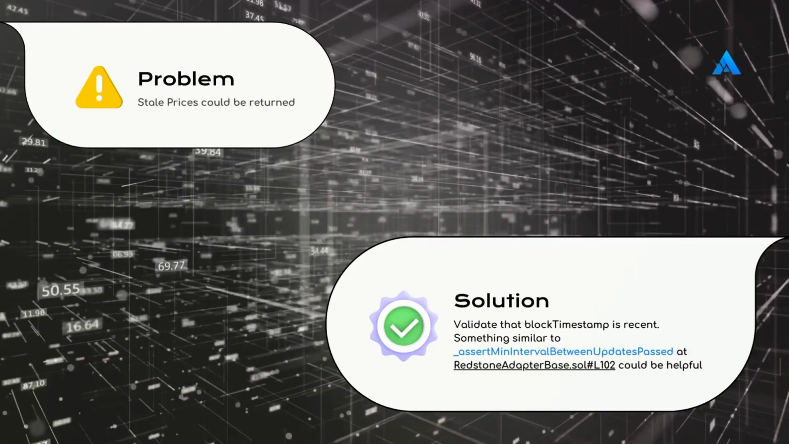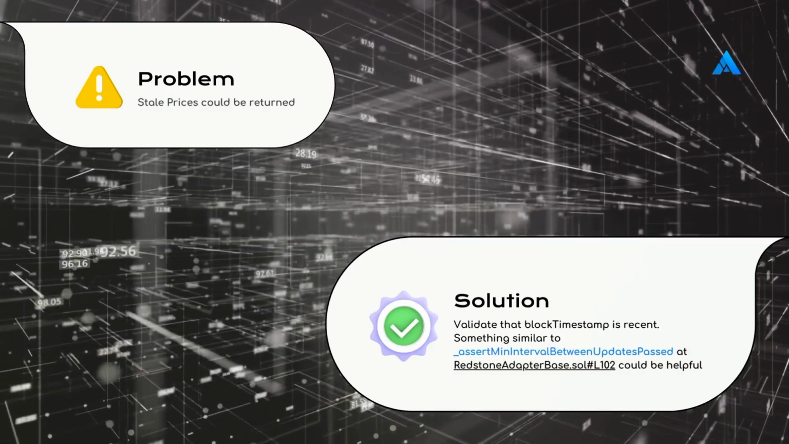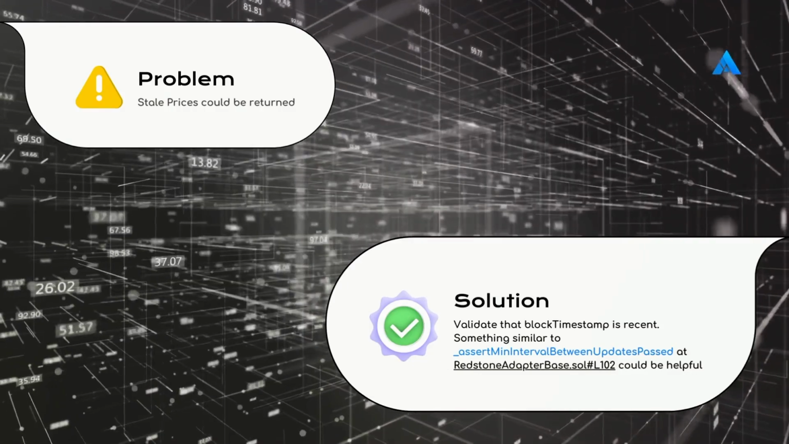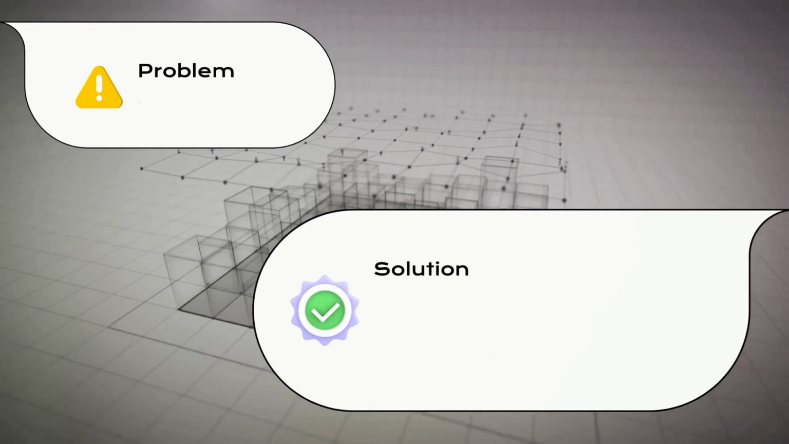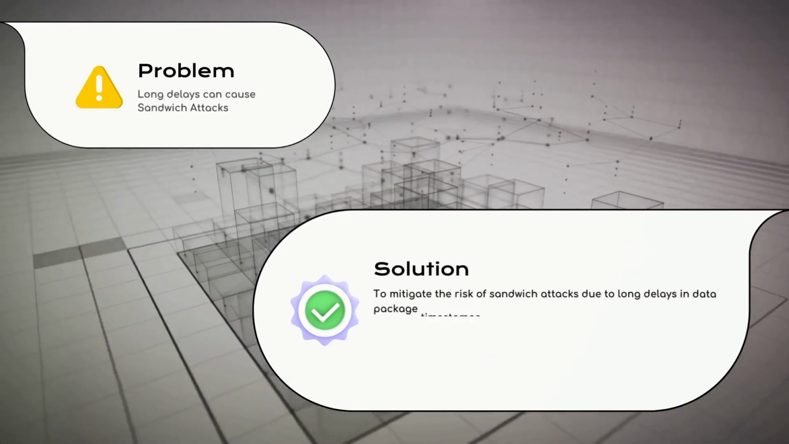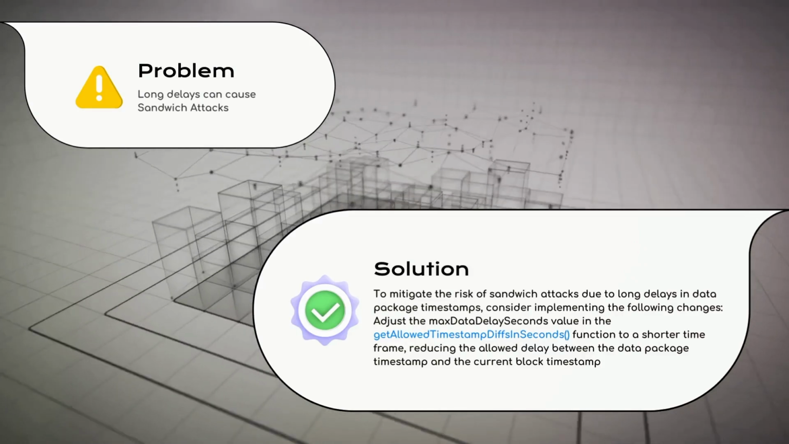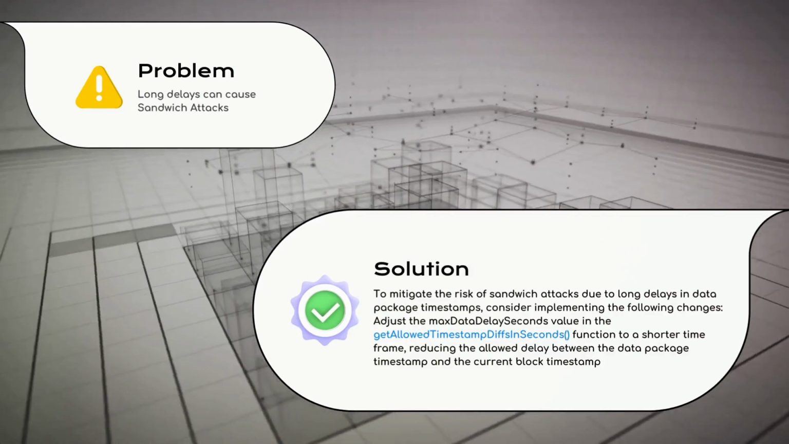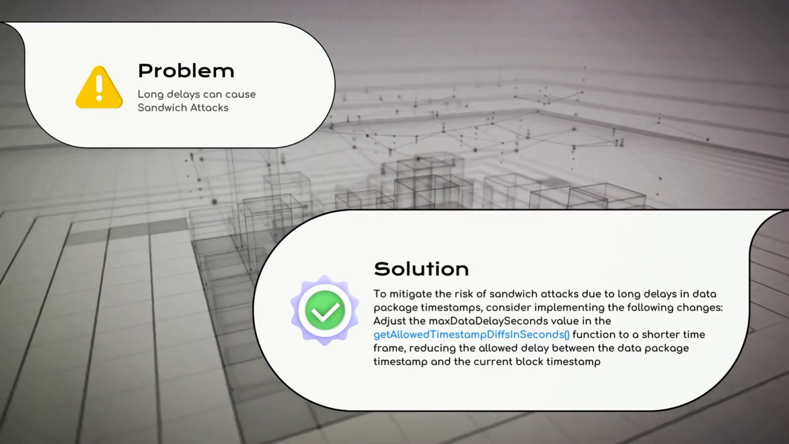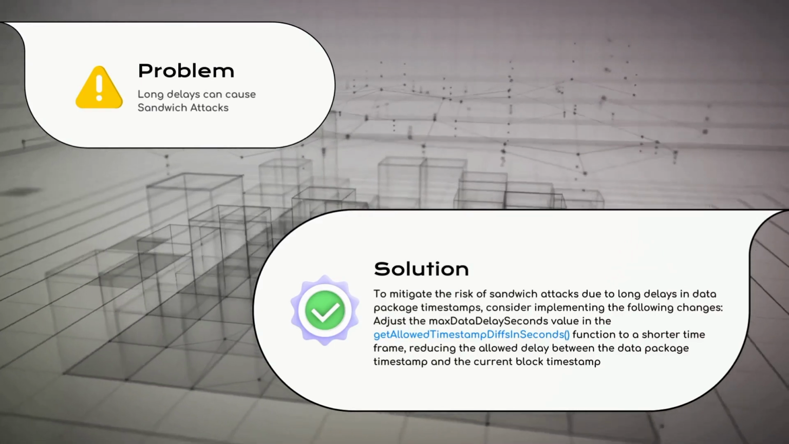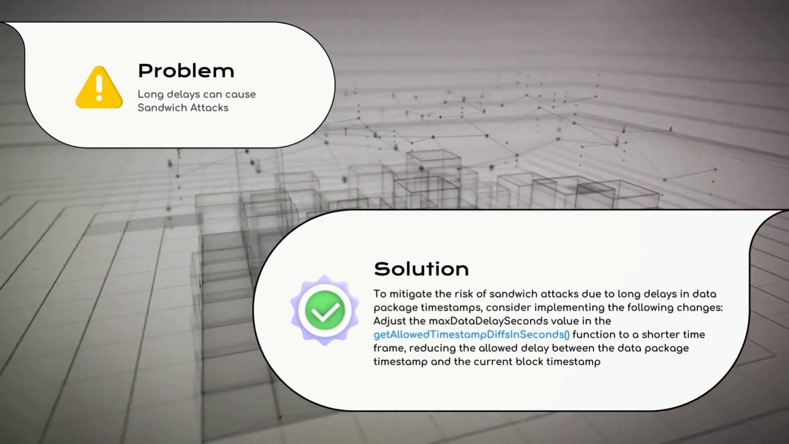Stale prices could be returned. Validate that block timestamp is recent. Something similar to assert min interval between updates passed at RedstoneAdapterBase.sol L102 could be helpful. Long delays can cause sandwich attacks. To mitigate the risk of sandwich attacks due to long delays in data package timestamps, consider implementing the following changes. Adjust the max data delay seconds value in the getAllowedTimestampDiffsInSeconds function to a shorter time frame, reducing the allowed delay between the data package timestamp and the current block timestamp.